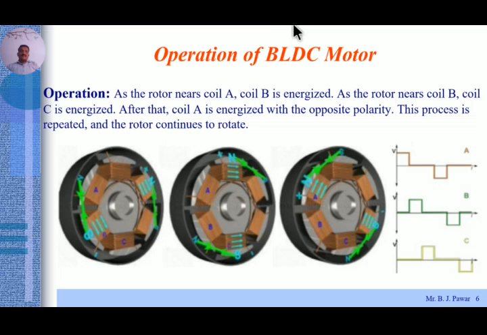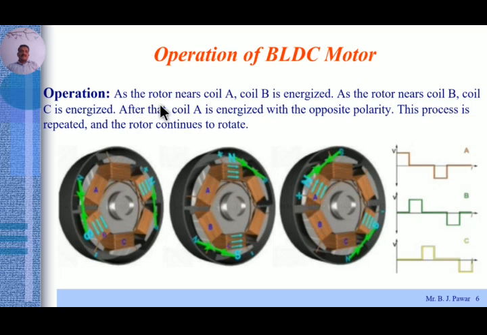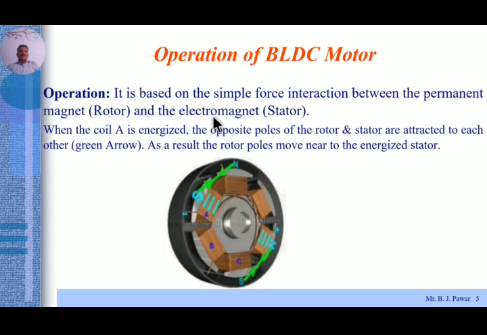Now in the next sequence, I tried to show the requirement as the rotor gets closer to coil A. Now there is a requirement to energize coil B. Immediately that coil B should get energized. And now as that rotor shifts nearer to coil B, then coil C should get energized likewise, so that there will be a movement of that rotor inside that stator winding as shown. After that, coil A is to be energized with the opposite polarity. This is the main requirement of this motor.